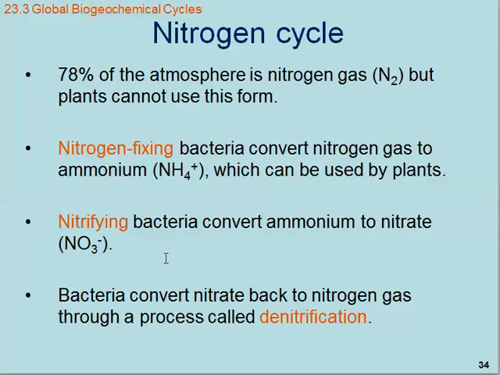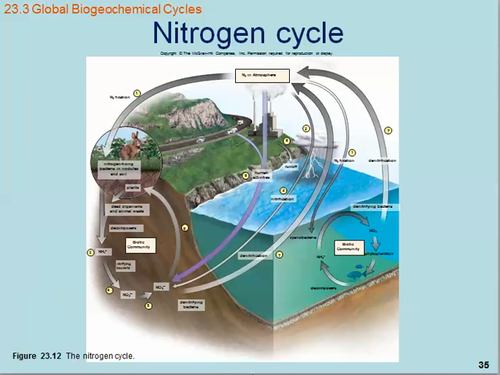Other bacteria in the soil called nitrifying bacteria can take that ammonium and convert it to nitrate that plants can also use. Now still another group of bacteria, these are actually anaerobic bacteria, meaning they don't use oxygen, can denitrify nitrates and nitrites, and that means turn it back into nitrogen gas that is emitted back into the atmosphere. So let's have a look at this. This is a pretty complex cycle.